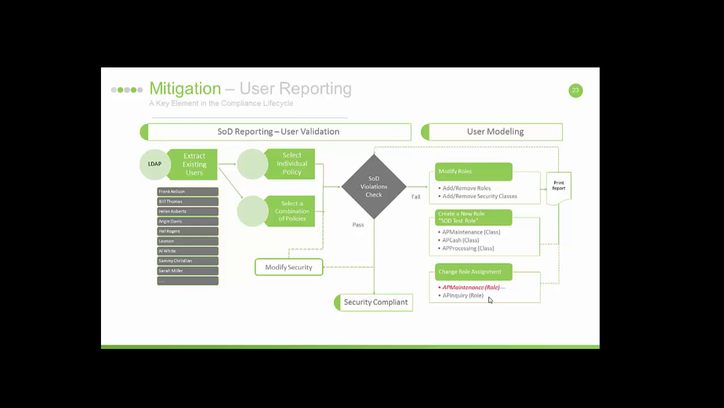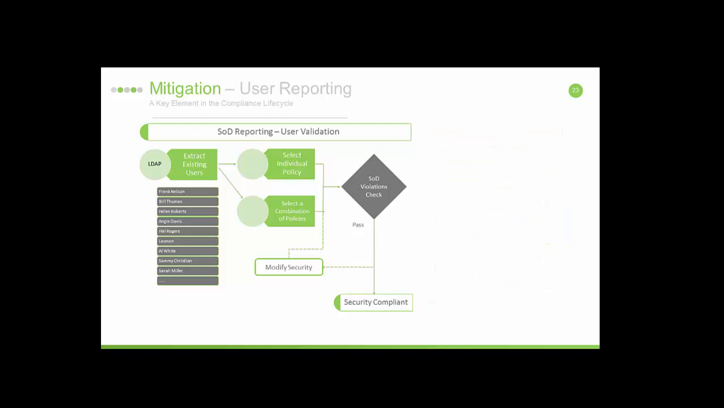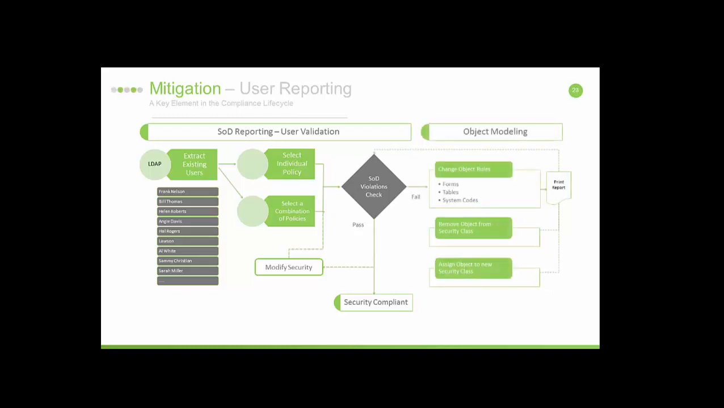But if that doesn't get me there, I can also do it at the object level. So the object modeling will allow me to take a specific form out of a security class. Maybe I want to add AP 10.1 to a different class so it doesn't have a conflict with the user that I'm having a problem with. Maybe I want to change AP 10.1 to inquiry only in a specific class, and that would resolve my problem. So when we get down to looking at if you want to change the permissions in an object, we can do that if doing it through changing a role or changing a security class doesn't do it for you.